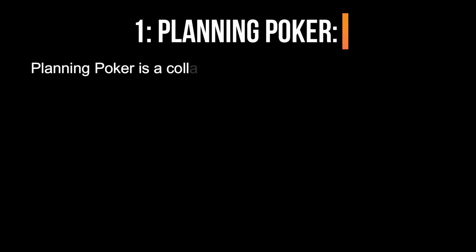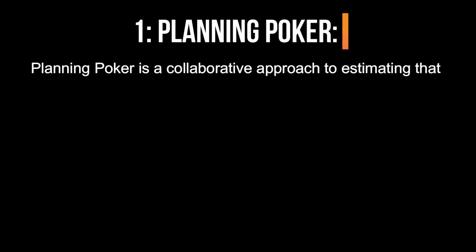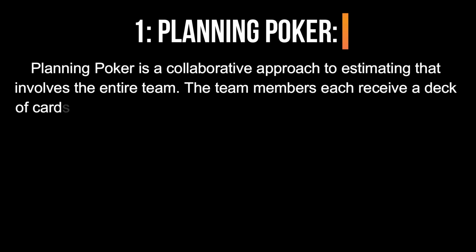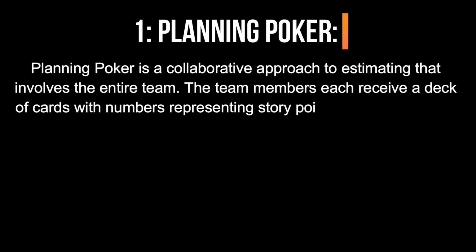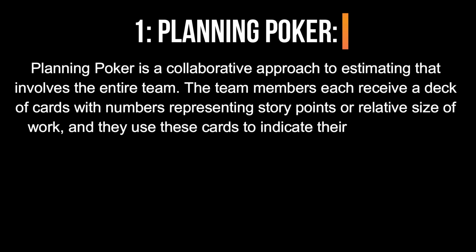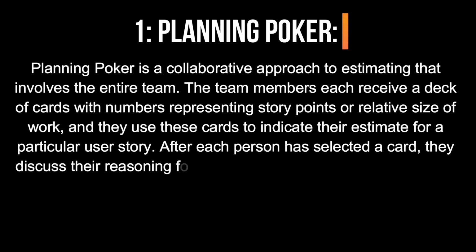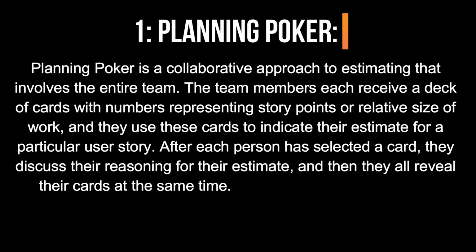1. Planning poker. Planning poker is a collaborative approach to estimating that involves the entire team. The team members each receive a deck of cards with numbers representing story points or relative size of work, and they use these cards to indicate their estimate for a particular user story. After each person has selected a card, they discuss their reasoning for their estimate, and then they all reveal their cards at the same time.